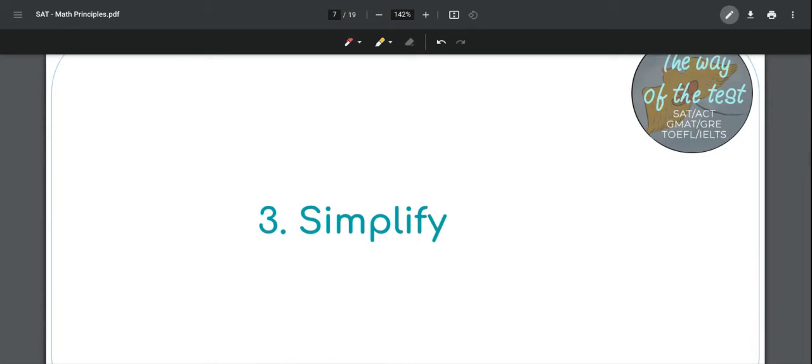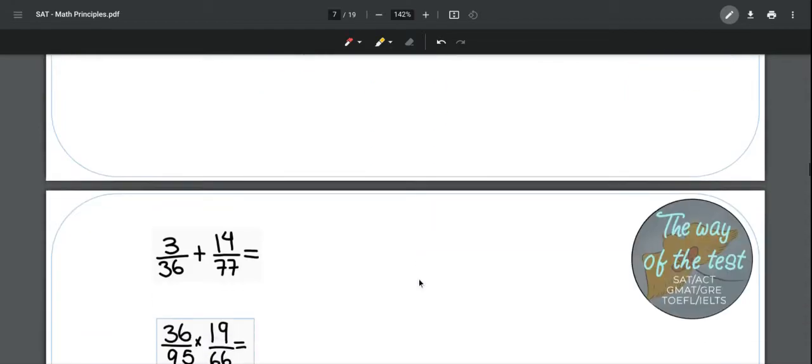Okay, the third principle is to simplify. We simplify because we want to work with simple, small numbers, okay? The simpler, the better. The smaller, the better. The lazier path is usually the best path. Okay, so how do we simplify?